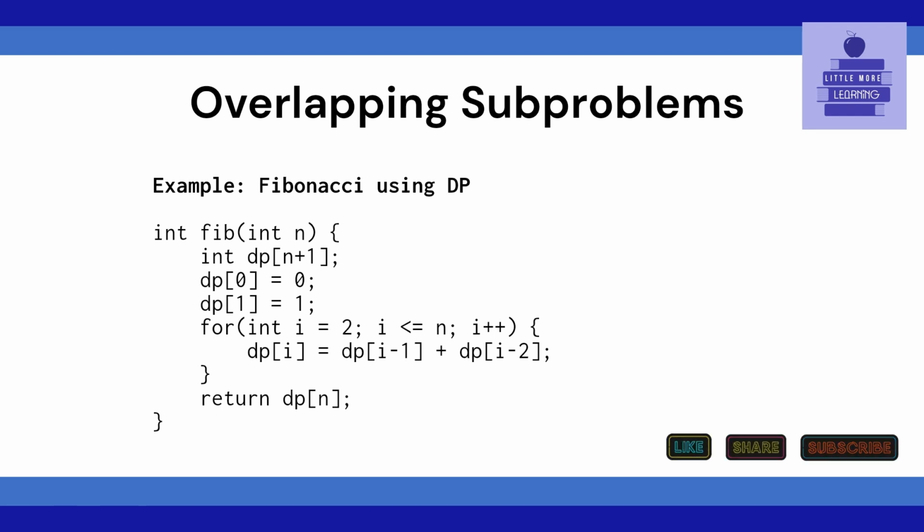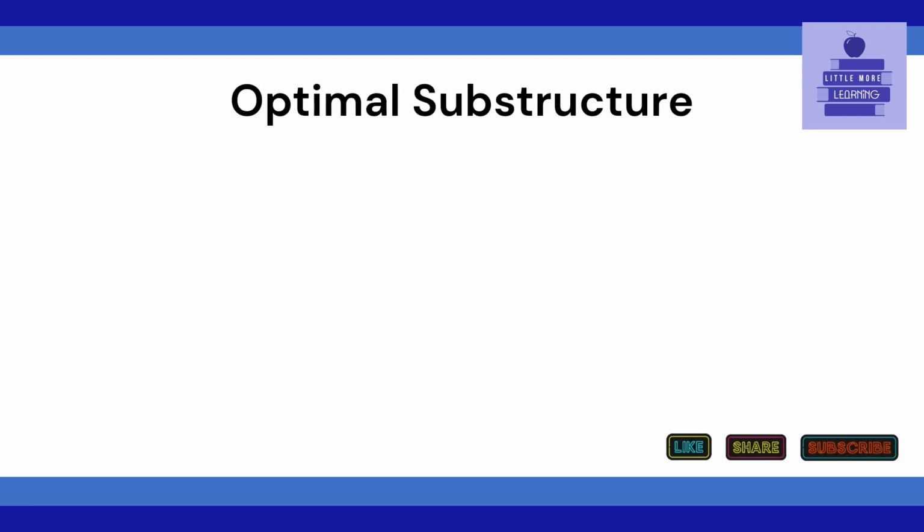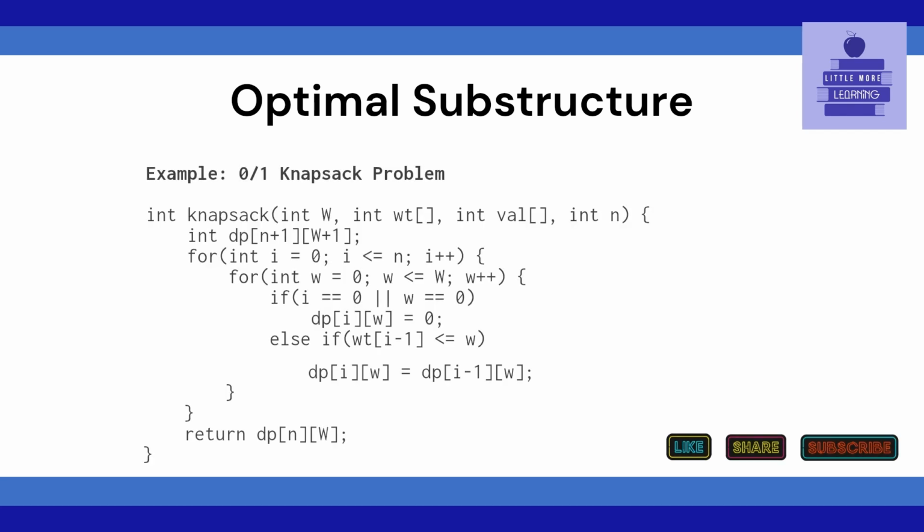In this C++ code, the DP array stores the Fibonacci numbers as we calculate them, so we only compute each number once. Optimal substructure means that the optimal solution to a problem can be constructed from optimal solutions to its subproblems. For instance, in the knapsack problem, the best solution for a given capacity can be built by considering whether to include an item or not.